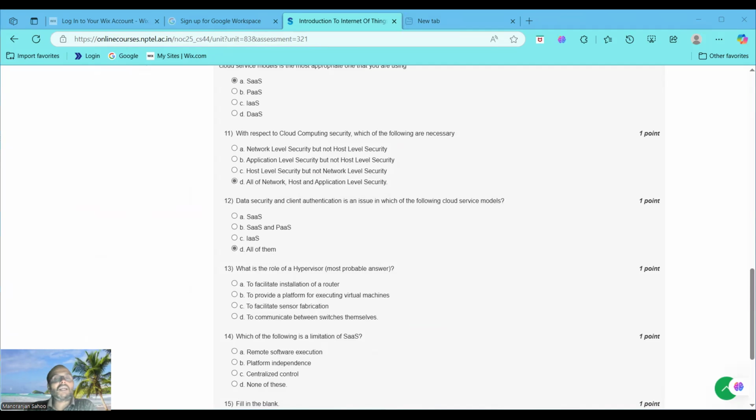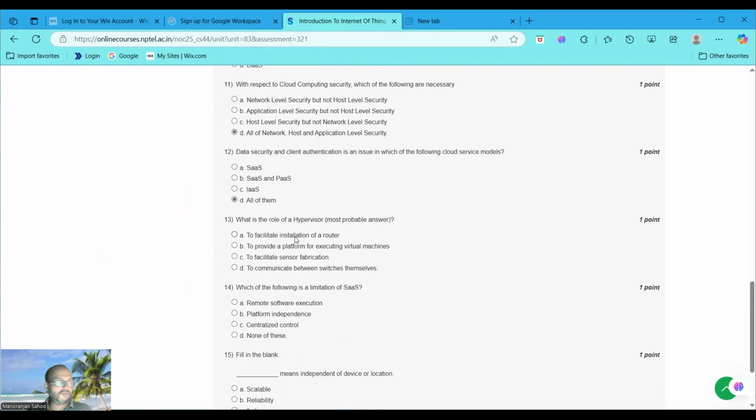See, data security and client authentication are a concern across the cloud models. That is software as a service, application access; platform as a service, platform misuse; infrastructure as a service, VM security, virtual machine security is required due to shared responsibility and external access. So option A, option B, option C are incorrect because the issues span all models, but option D, all of them, is a universal concern. That's why we take all of these into consideration.